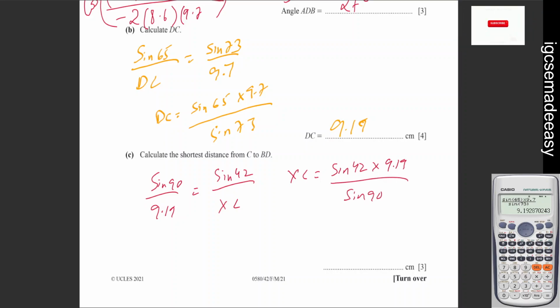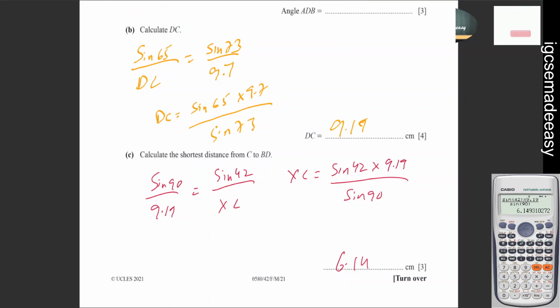So let's use a calculator. Sine 42 times 9.19 divided by sine of 90 is 6.14. So the shortest distance between C to BD is 6.14. Actually it is 6.149, so we can also write it as 6.15. So let's move on to the next question.